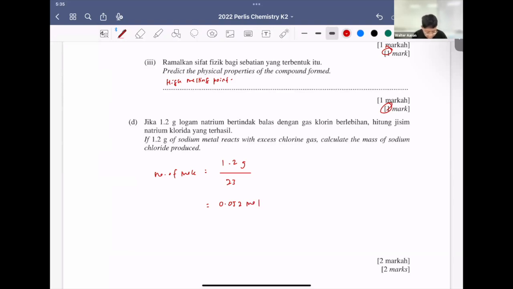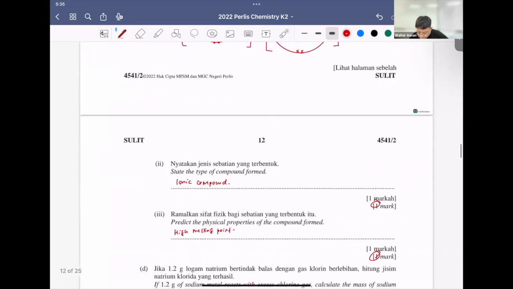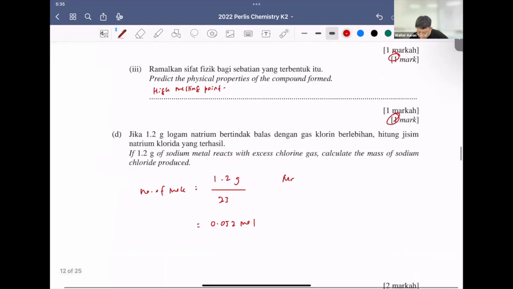Okay, 0.052 mole. Then you need to find out the Mr of your chlorine. Now, before that, take a look at the question. How we calculate the amount of sodium chloride being formed is very simple. The equation is very simple. You can just write here.